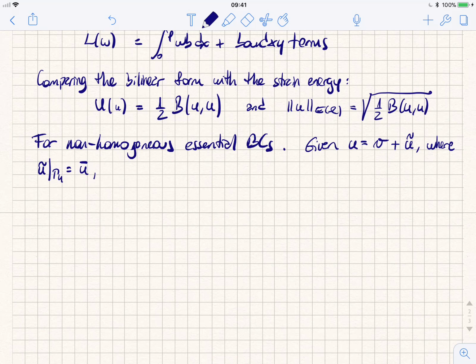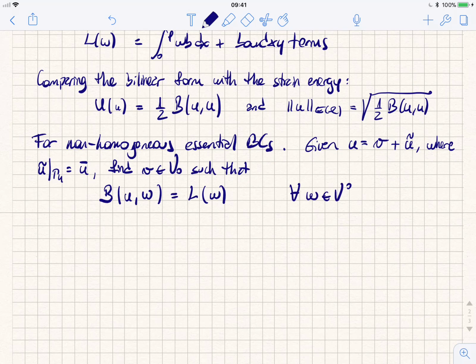So then the weak form or variational form becomes: find v in that space that we define, such that b of u, w is equal to L. This didn't change much. For all w in V0, actually it's here.